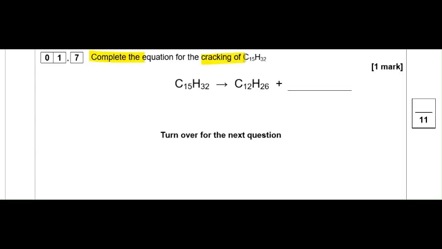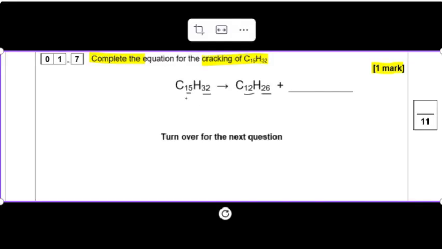1.7. Complete the equation for the cracking of C15H32, and this is for 1 mark. Now, the most important part of this is that on both sides of the equation, either side of that arrow, the numbers of atoms of carbon and hydrogen must add up to be the same. So there must be on the right hand side 15 carbons and 32 hydrogens.